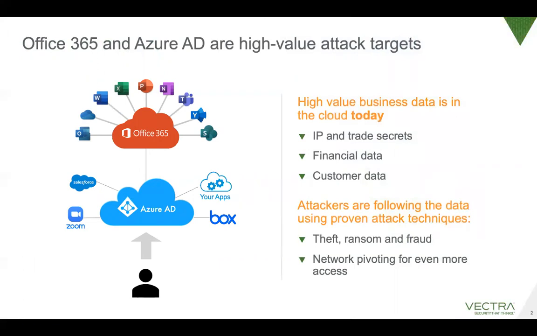Office 365 is not just Exchange. It has multiple products and all of them need to be protected. And that's what Vectra AI does. We also need to protect the federated access to additional applications such as Zoom, Box, Salesforce, and many other applications out there. The high value targets that we are seeing are the IP and trade secrets, financial records, and customer data. Hackers are also known to promote ransomware and fraud and pivot from Office 365 into specific networks for a specific customer.